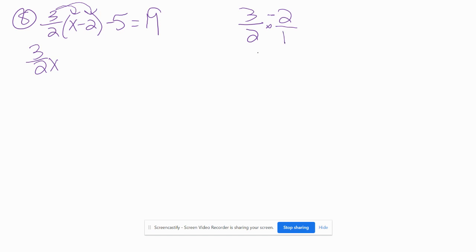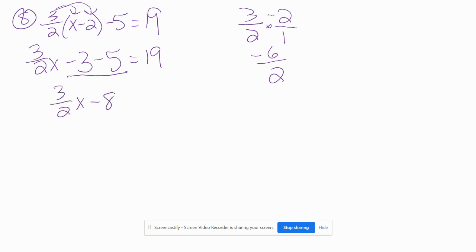So 3 times negative 2 is negative 6. 2 times 1 is 2. Negative 6 over 2 simplifies to negative 3. Bring down the 5. We have 19. Our like terms are negative 3 minus 5 more, which gives us negative 8.